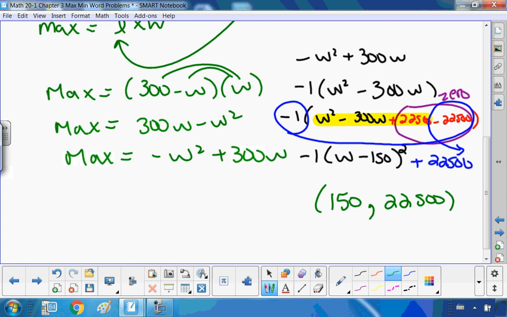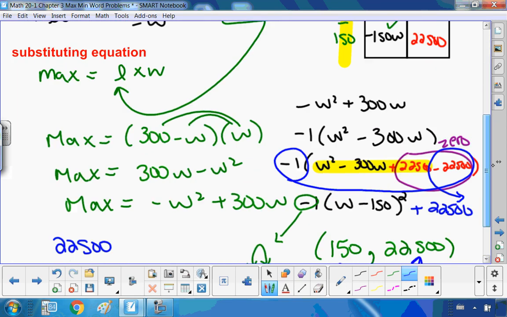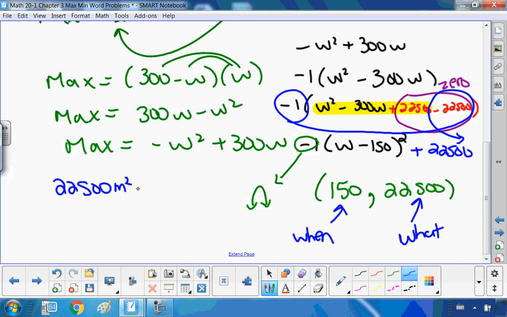Now since my leading coefficient is negative, I know that I have a parabola that opens down, which means I have a max. So remember, this is what tells me what my max is. This tells me when my max occurs. So in the context of this question, 22,500 is my maximum area. Now go up here and I'm talking about meters. So 22,500 meters squared is the max area. And when that occurs, well, we had all these W's here. So it occurs when the width is 150 meters.